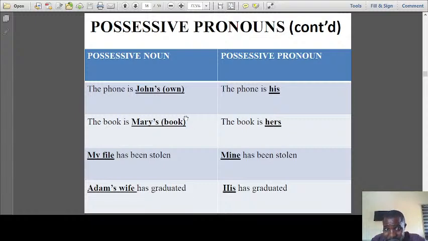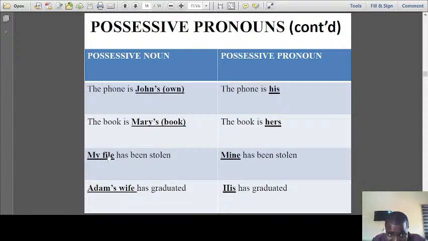But in this other instance, it is functioning as a pronoun, because it has completely eliminated the noun or the noun phrase and stands in its position. This is showing the possession, the ownership. My file, mine. So if you said my file has been stolen, and you say my file again, no, this one is a pronoun, a possessive pronoun that has completely eliminated the noun phrase "my file".